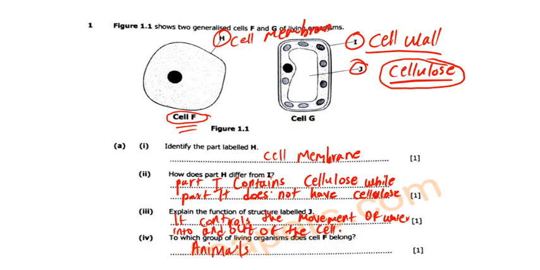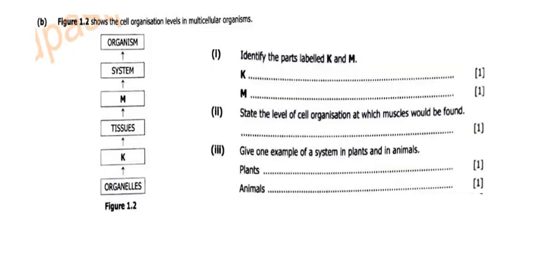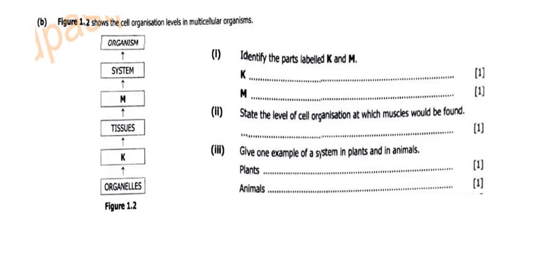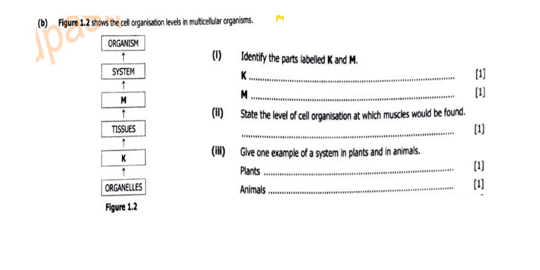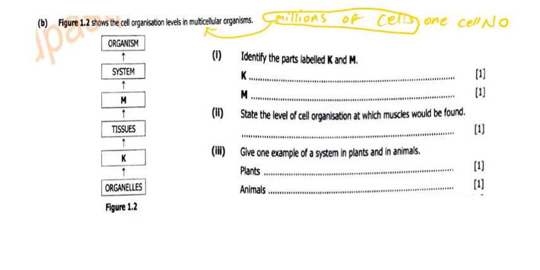So let's go to question 2. Our question 2, which is B, is saying figure 1.2 shows the cell organization levels in multicellular organisms. When they say multicellular organisms, these are organisms that contain millions of cells. They do not contain one cell, no, they contain millions of cells. That's the reason why they are called multicellular organisms.